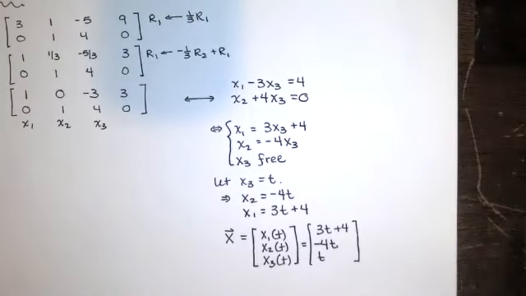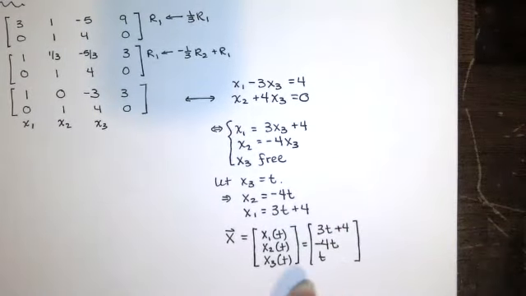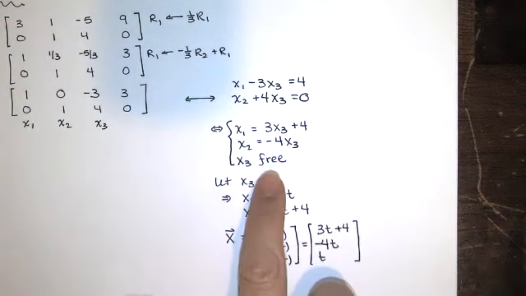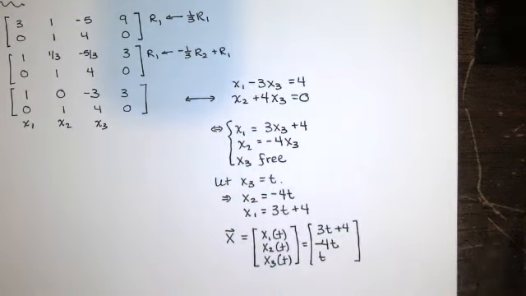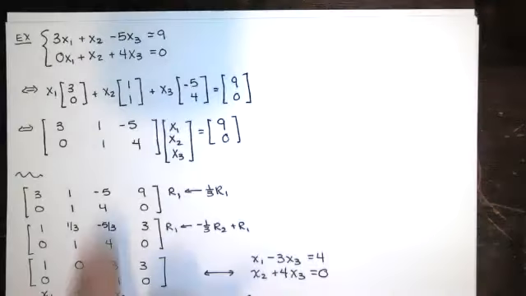If you've ever taken calculus 3, you know that these are the parametric equations for a line. This is a line that passes through, when x sub 3 equals 0, we get 4, 0, and 0 here. But if t takes on any other value, we're still going to be on that line. So that is the line of intersection of this plane with this plane.